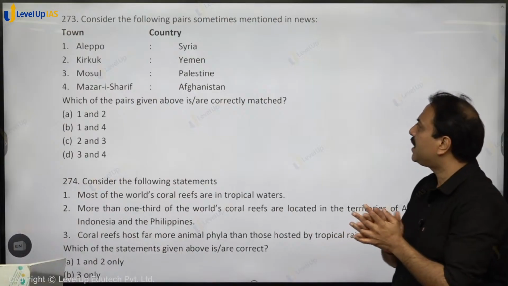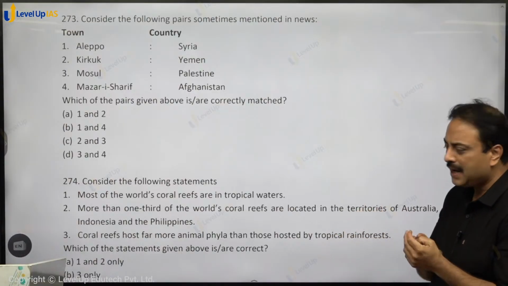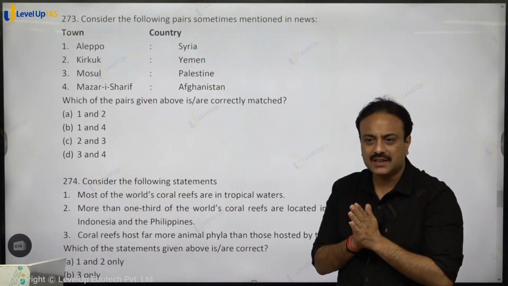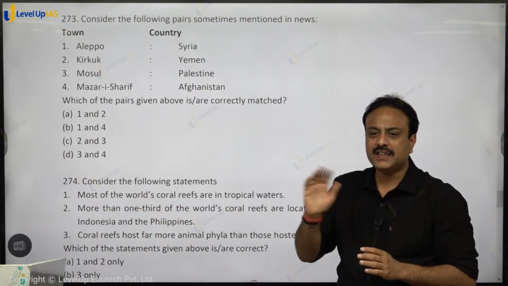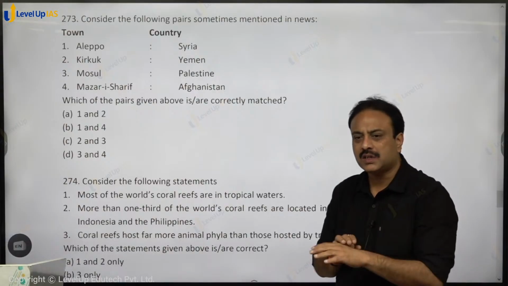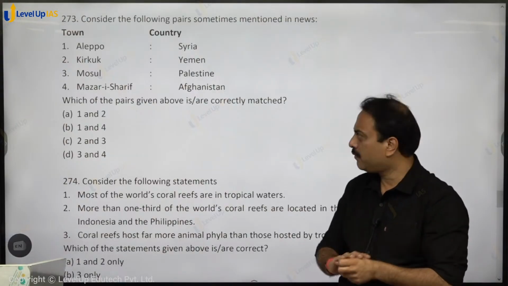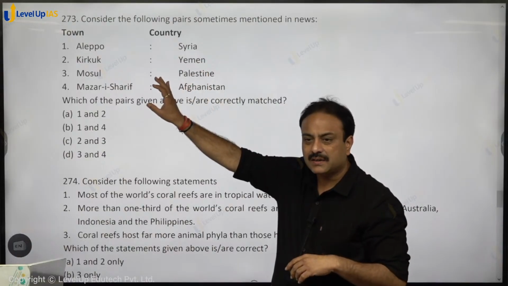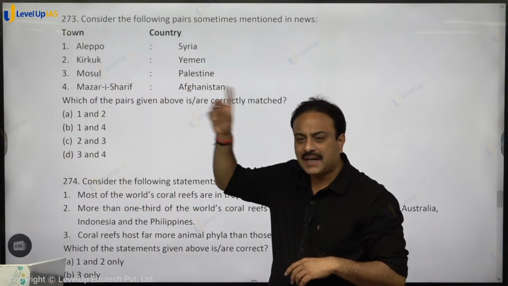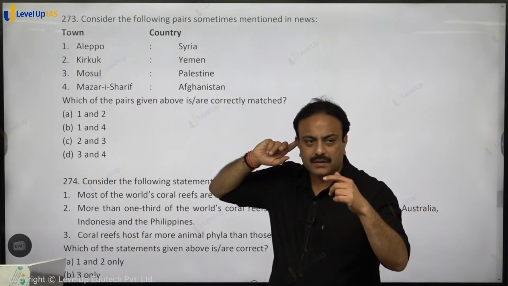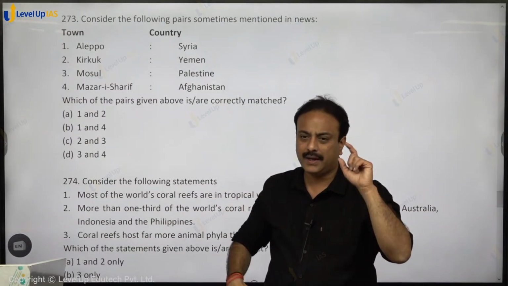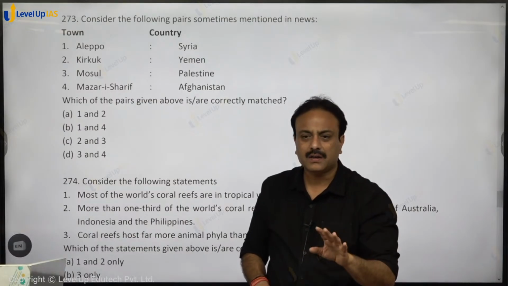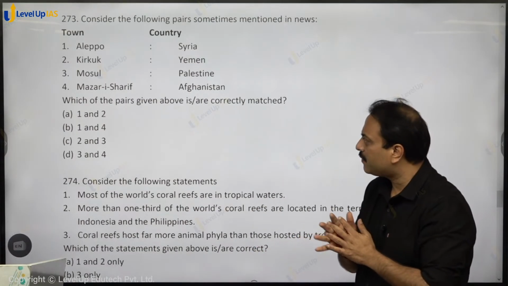Consider the following pairs sometimes mentioned in the news. Aleppo is in Syria. Aleppo is a cultural city of Syria, an ancient city of Syria, not a coastal city, a landlocked city. It was one of the regions that was affected by ISIS when ISIS was at its peak. Then Kirkuk, Mosul in Iraq, Aleppo in Syria, they were all shattered. Aleppo is in Syria, it is the correct one.